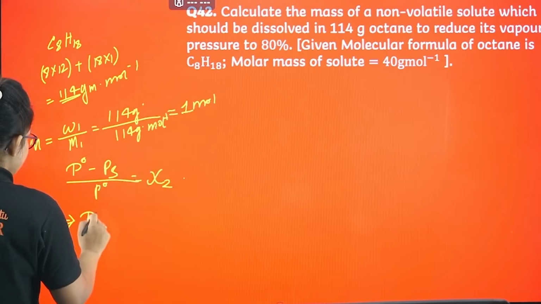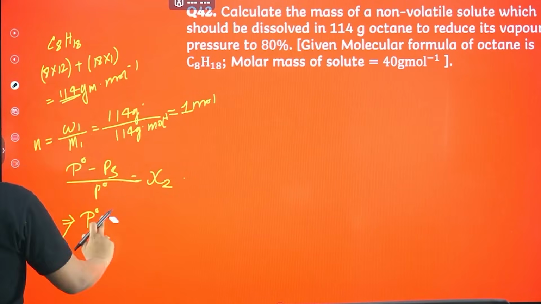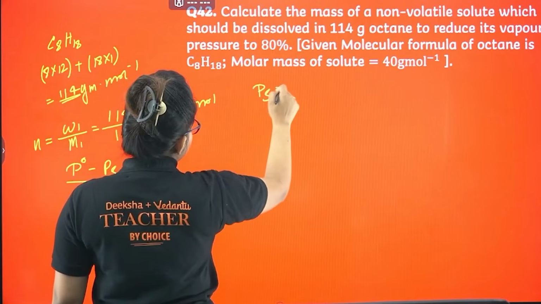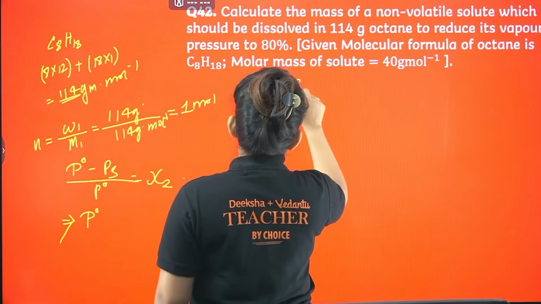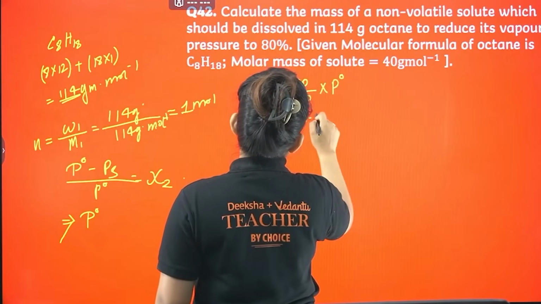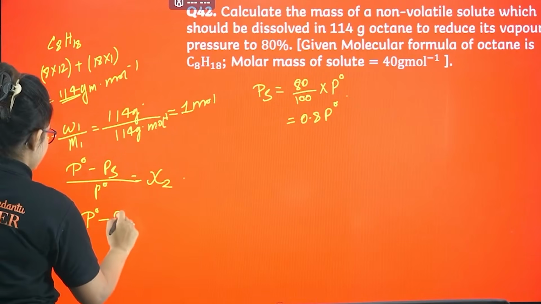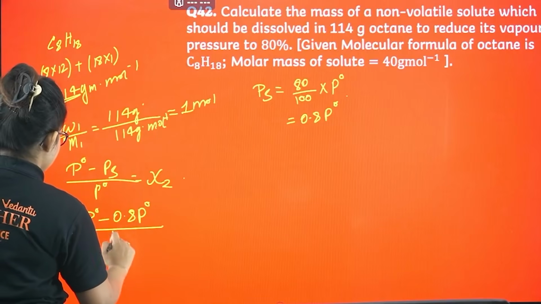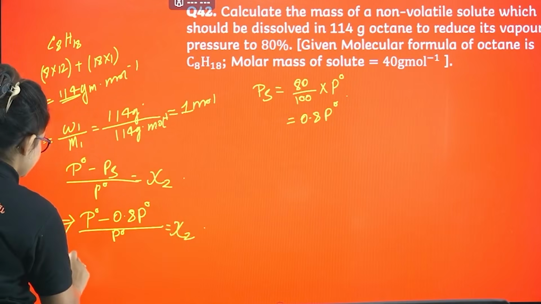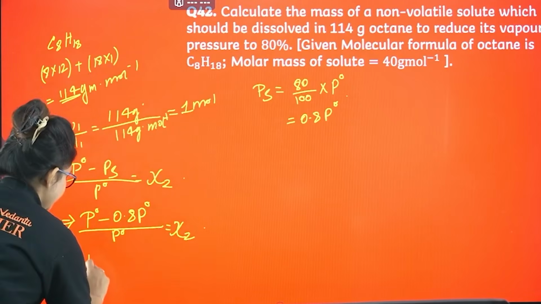So from here, PS we can calculate, that is 80% of P naught, right? So 0.8 of P naught, that I can replace here, 0.8 of P naught divided by P naught equals X2. Okay, so now if you just calculate X2 from this case, let me just simplify it for you people.